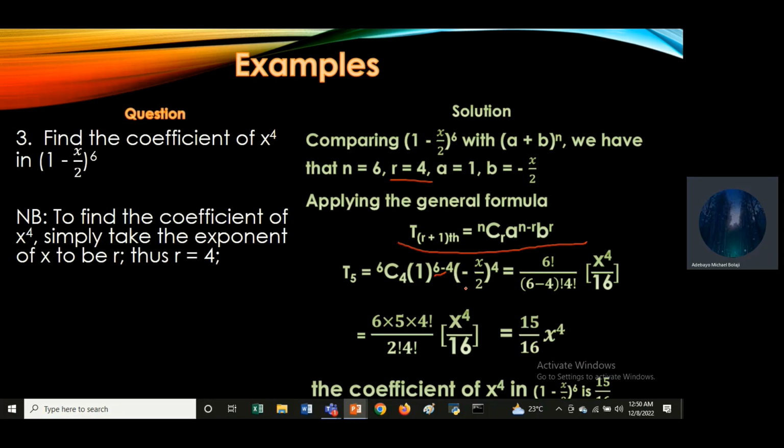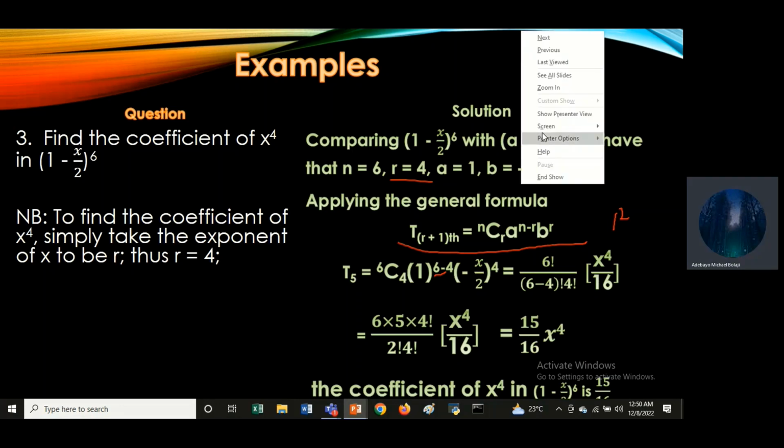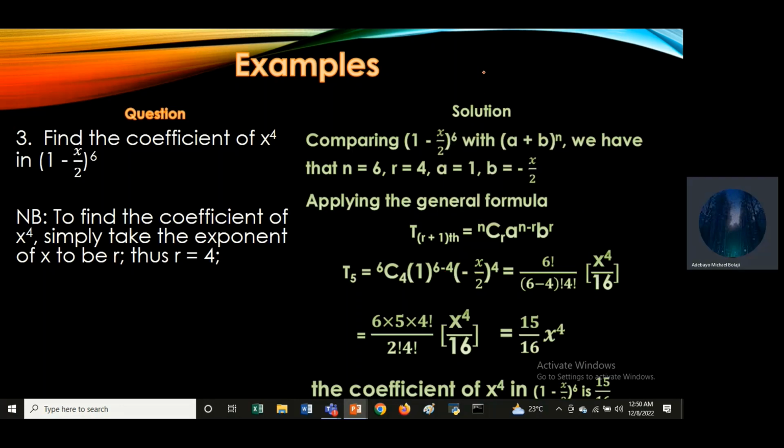Now we can expand 6 combination 4 to give 6 factorial over (6 minus 4) factorial times 4 factorial. Then 6 minus 4 is what? It's 1 raised to the power of 2. And 1 raised to the power of 2 is what? It's 1 times 1. 1 times everything here will give the same thing, so we don't need to write 1. Now, let's clean our slide. Minus x over 2 raised to the power of 4 is actually minus x over 2 times minus x over 2, in 4 places.